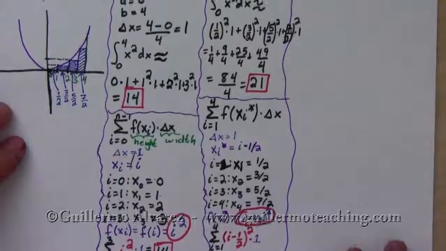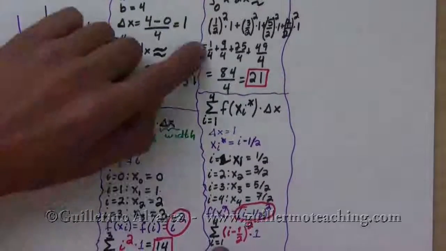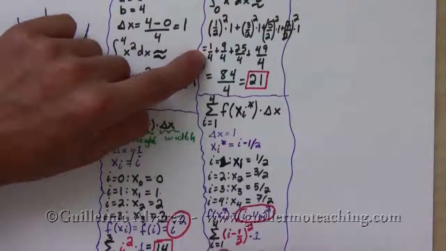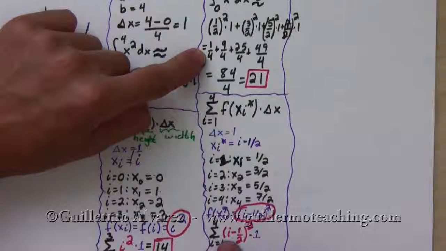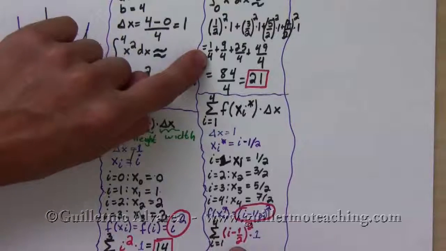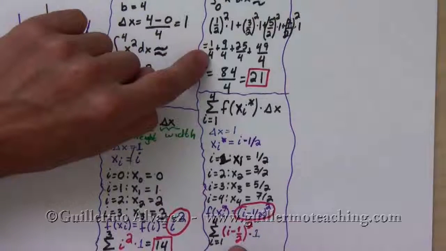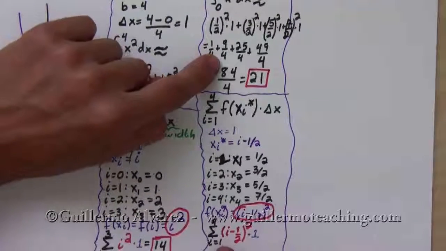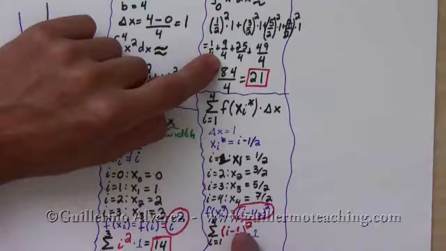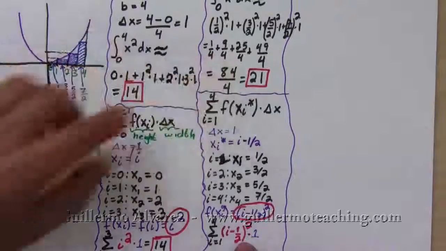And notice, if you compare this one and the earlier one, it's basically the same thing, because if you plug in 1 for i, we would have 1 minus 1/2, which is 1/2. 1/2 squared is 1/4. Plus, if you plug in 2, you would get 3/2 squared, which is 9/4, and so on and so forth.